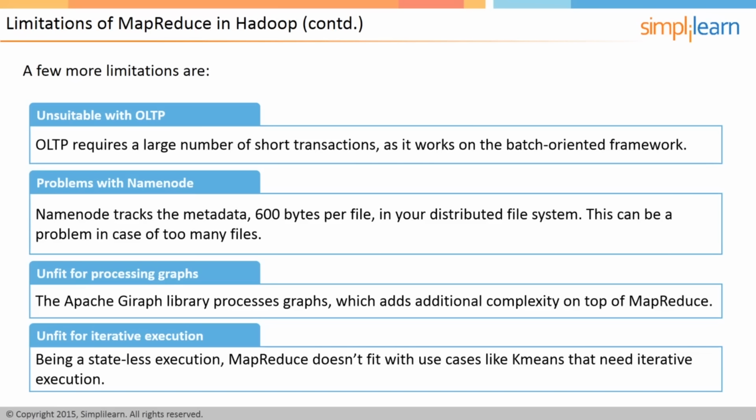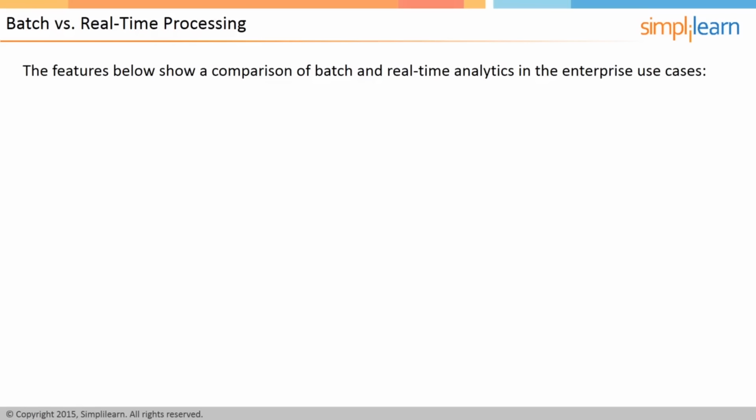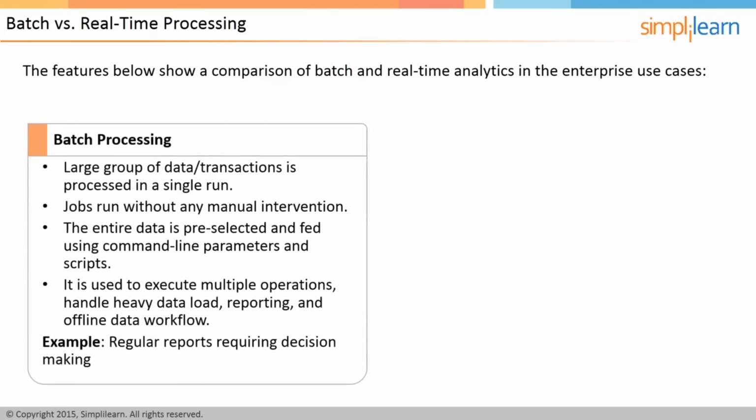The features listed on the screen show a comparison of batch and real-time processing in case of the enterprise use cases. In case of batch processing, a large amount of data or transactions is processed in a single run over a time period. The associated jobs generally run entirely without any manual intervention. Additionally, the entire data is pre-selected and fed using command line parameters and scripts. In typical cases, it's used to execute multiple operations, handle heavy data load, reporting, and offline data workflow. An example is to generate daily or hourly reports for the purpose of decision-making.